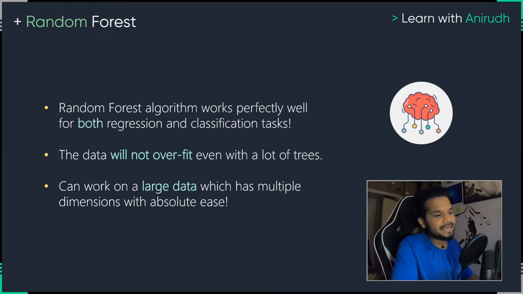Another advantage in the industrial use case is that, since you will definitely be looking forward to a career in machine learning, you have to understand that random forest works with a large amount of data having multiple dimensions with ease. When you're talking about data with multiple dimensions, think about data which has multiple features, multiple use cases, and you have to figure out a lot from your data.